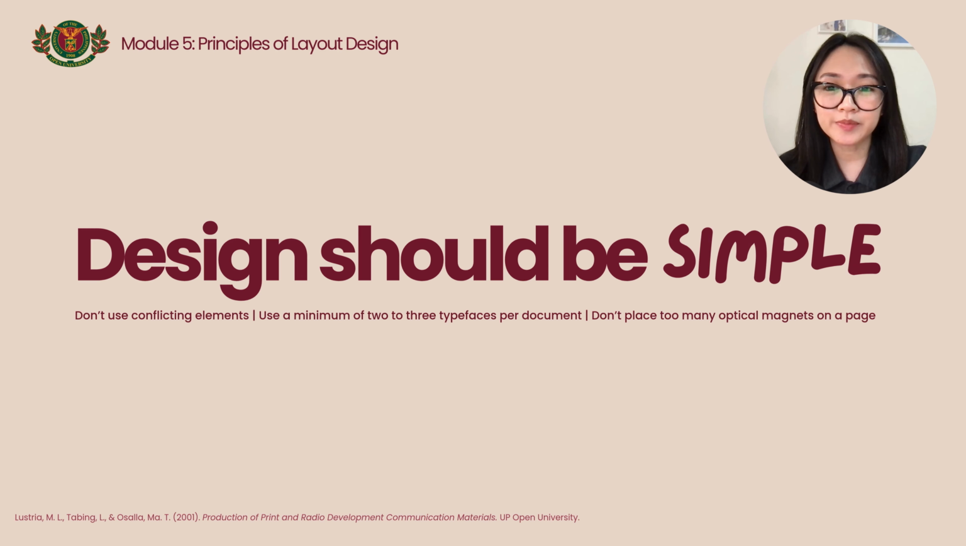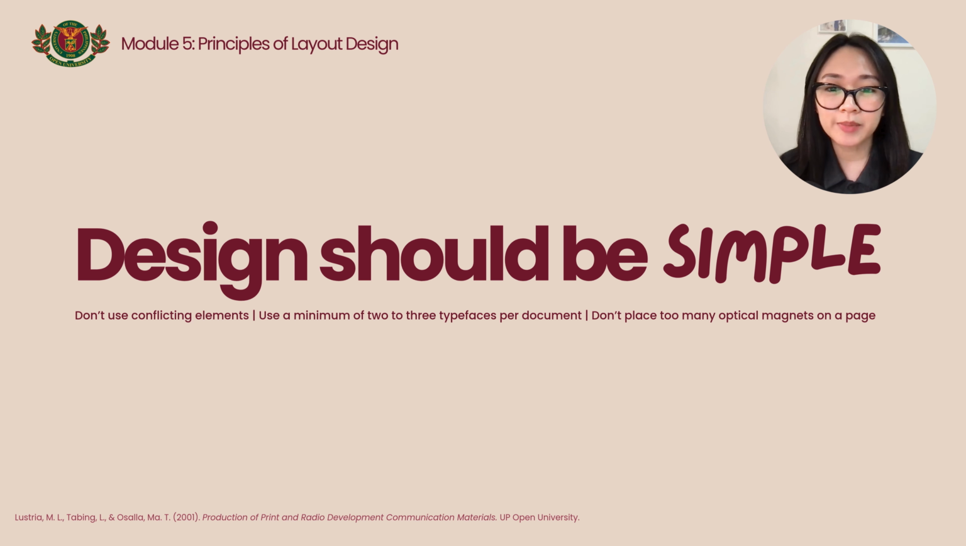Design should be simple. It should be clear. We've all seen those flyers or websites that are so packed with text and graphics that you don't know where to look. So that's not really design, that's just noise. Simplicity is about helping people understand the message as quickly as possible. So, what are the elements of a simple design? First, don't use conflicting elements. Second, use a minimum of 2 to 3 typefaces per document. And third, don't place too many optical magnets on a page.